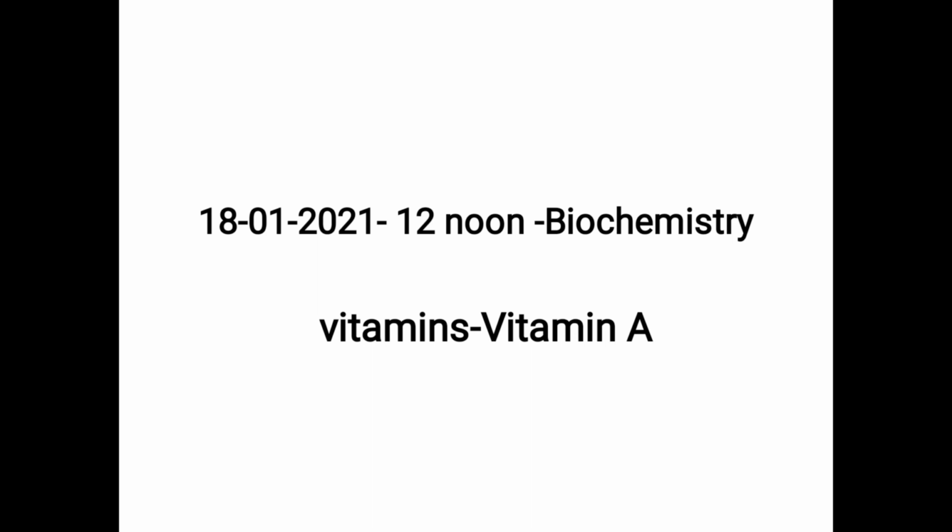So, in brief, what is the function of vitamin A in vision? The function is mainly in vision. There are two types of cells in the retina: rod cells and cone cells. Rod cells and cone cells are present in the retina, and they are responsible for vision.